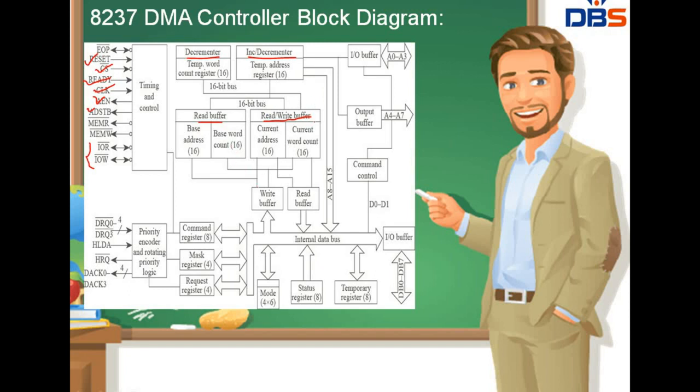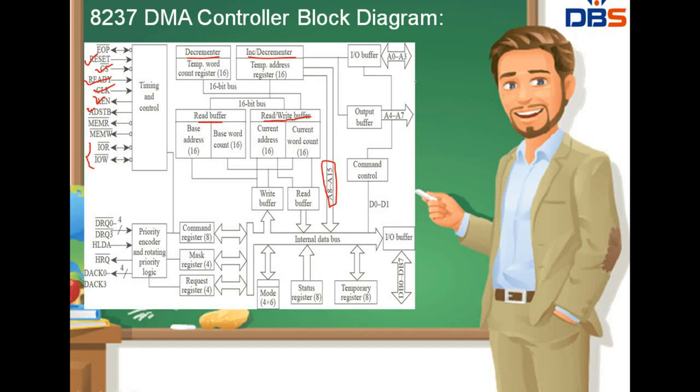The request will be sent from this. Here we send the upper byte of the address, that is A8 to A15, and from this we send A0 to A7. The internal data bus interacts with the commands, and the signal is sent to the priority encoder as well as to the timing and control signals.